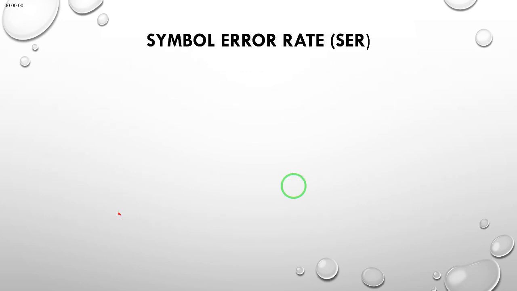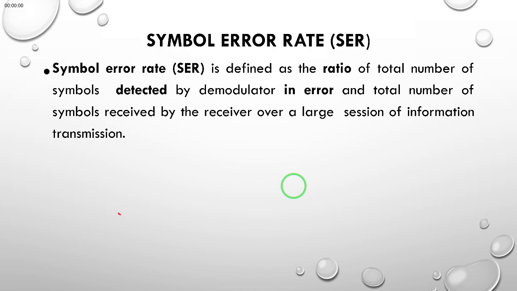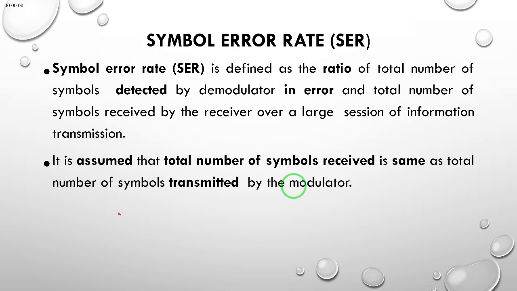Now we talk about the symbol error rate, in which case the definition says that the ratio of the total number of symbols detected by the demodulator in error to the total number of symbols received by the receiver, for a given period of time, constitutes the symbol error rate. Again, it comes with an assumption that the total number of symbols received is the same as those that were transmitted by the modulator.